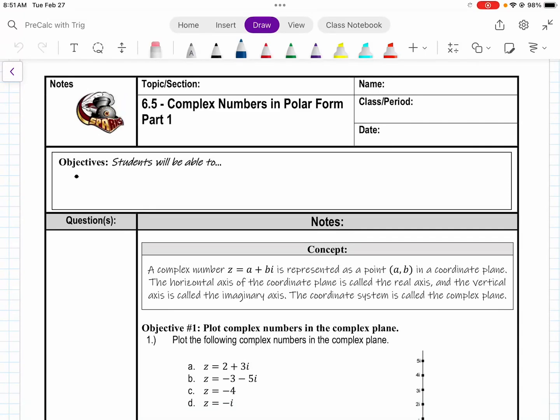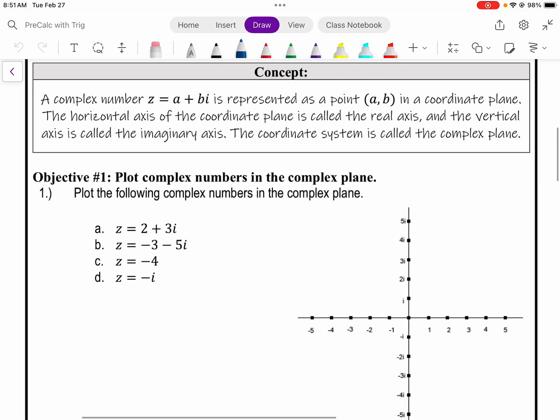Section 6.5, complex numbers in polar form, part 1. This is going to be super easy. For those of you who forgot what a complex number is, it's basically just a number that represents a point in an imaginary axis.